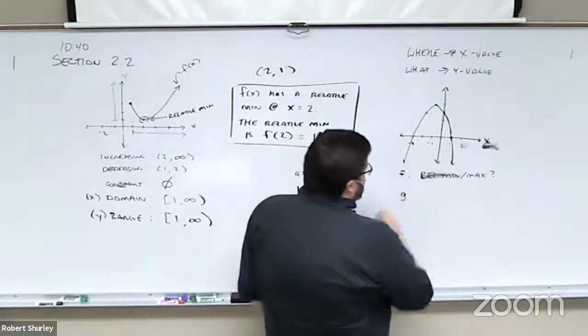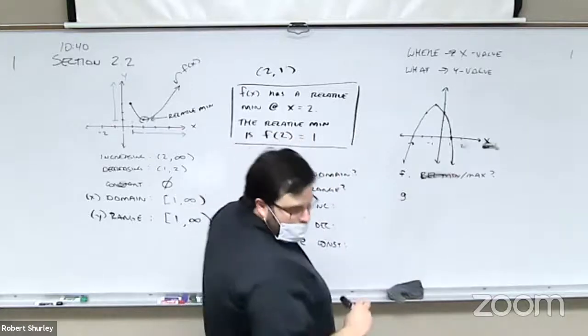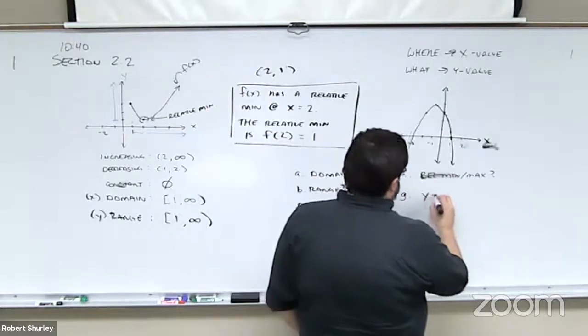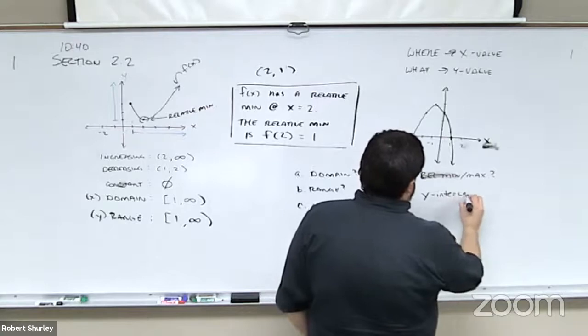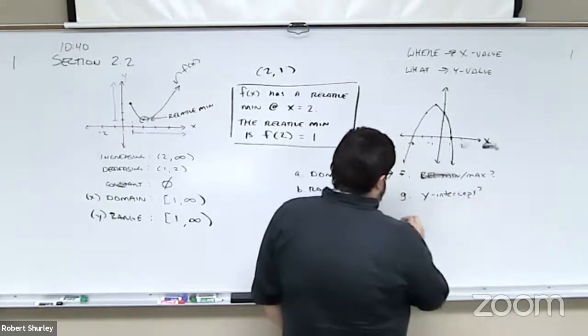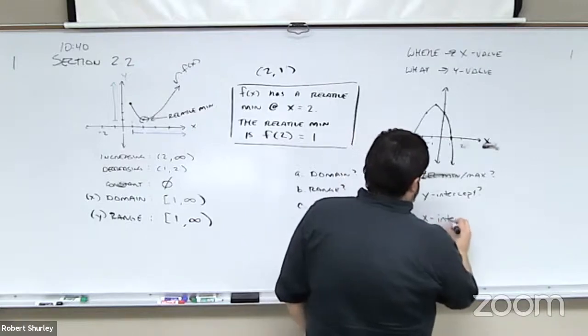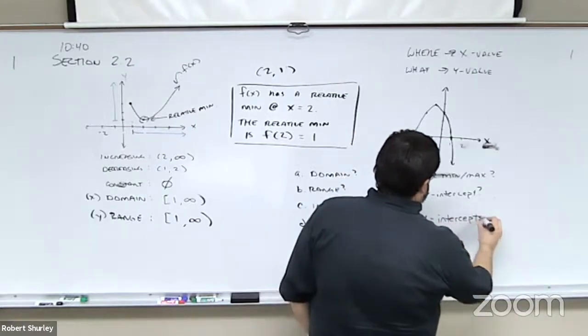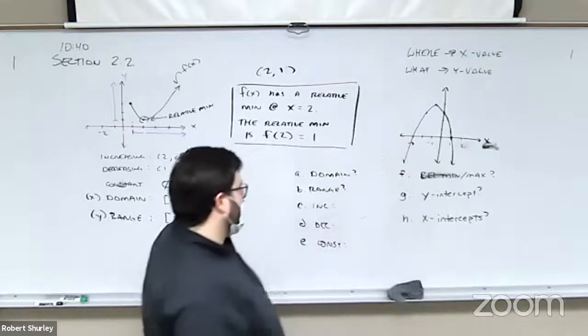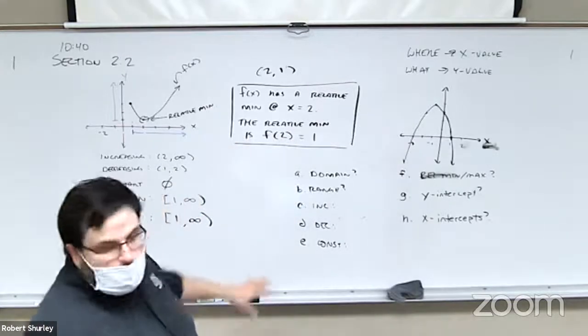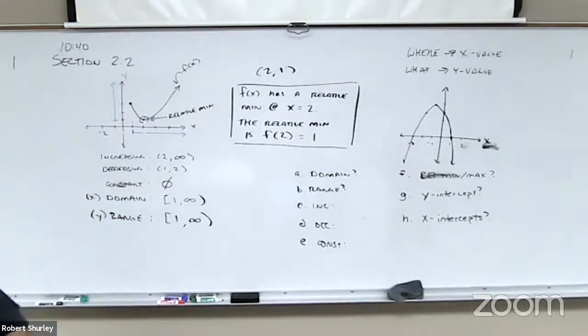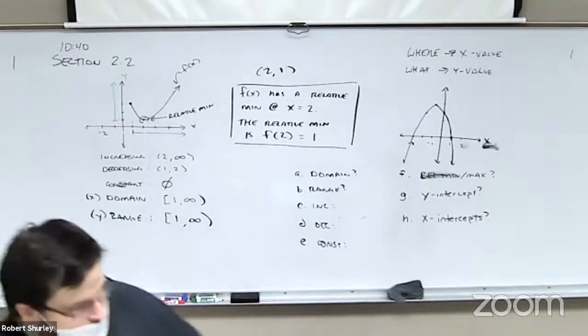I'm going to ask you a few more things about this graph. I want the y-intercept, and I want the x-intercept, or intercepts, because there's 2 of them. Okay, try that. I'll give you a minute. There's not a lot of math involved. It's just pulling the information from the graph.